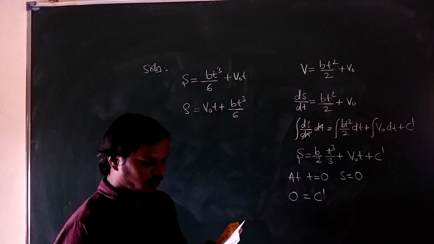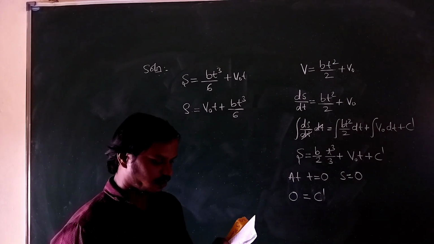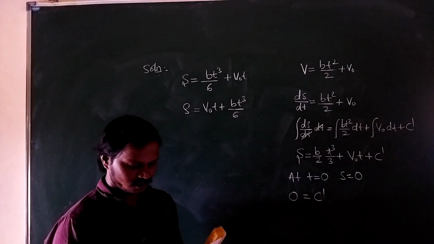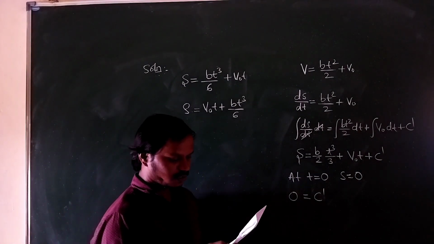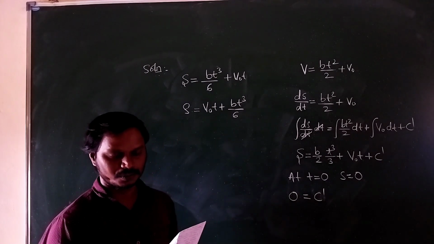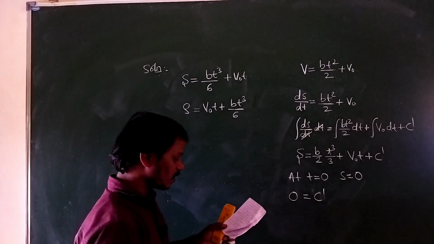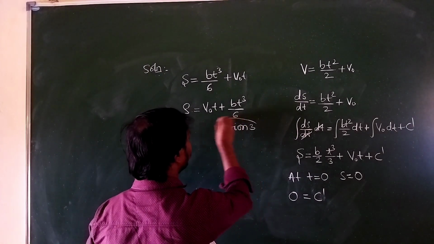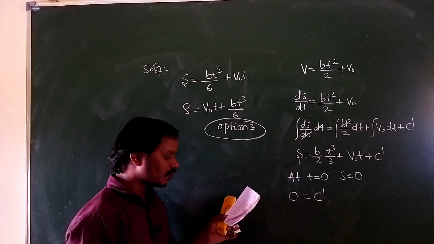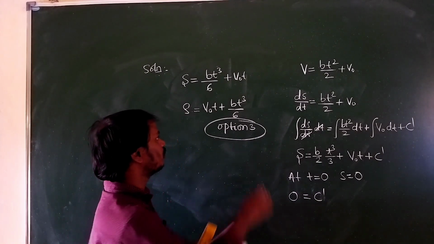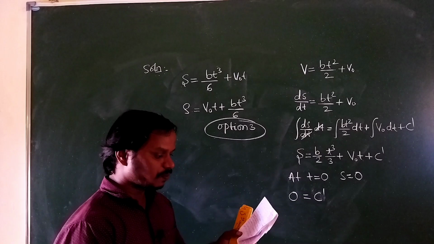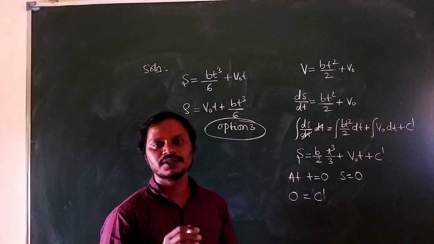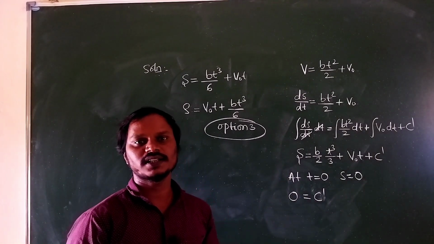Now the first option, v naught t plus 1 by 2 bt square, is wrong. The second option, v naught t plus 1 by 2 bt square, is also wrong. The third option, v naught t plus 1 by 6 bt cube, is correct, so option 3 is correct. Option 4, v naught t plus 1 by 3 bt cube, is also wrong. The correct answer is the third option.